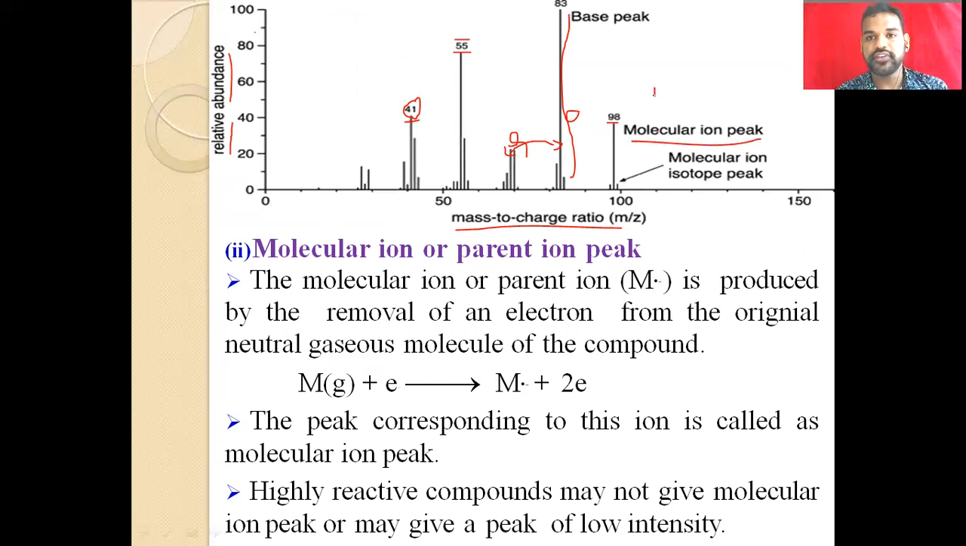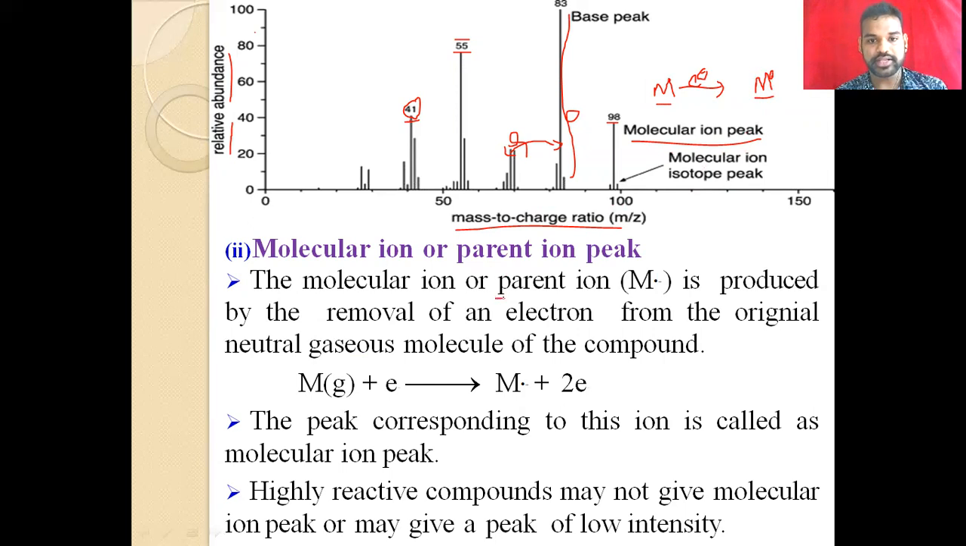That means if we have a compound M, after bombarding the compound with an electron, what happens? It gives M dot plus. So this is the ion formation with M dot plus. And this is what we call the parent ion, and this is what we call the parent ion peak or the molecular ion peak.